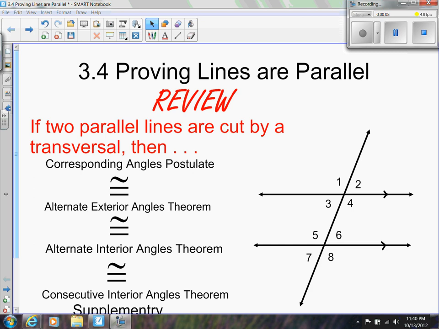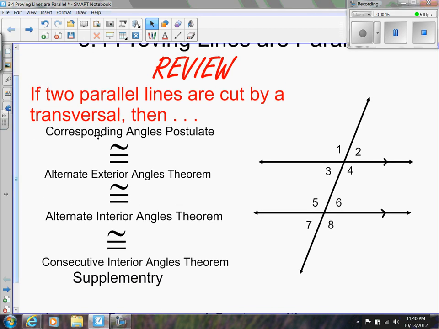3.4, proving lines are parallel. Once again, we're going to review some very important theorems and a postulate from the previous section. And it's so important, like I said before, that you understand what corresponding angles are. I'll let you review that part on your own.